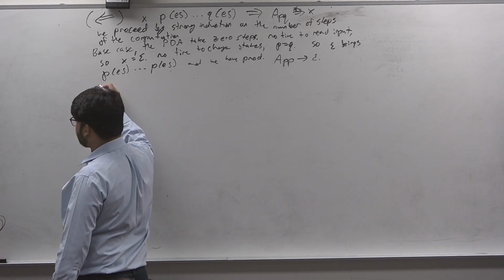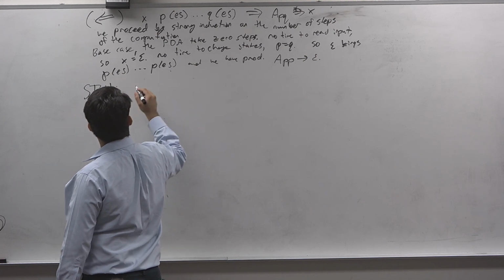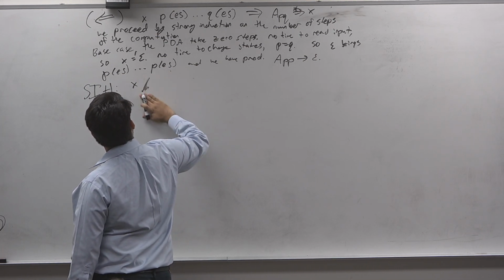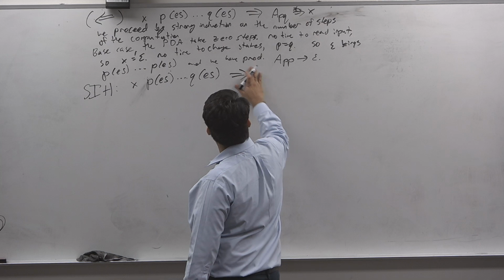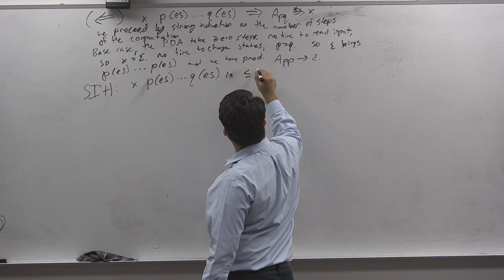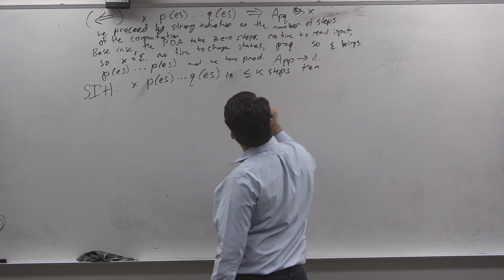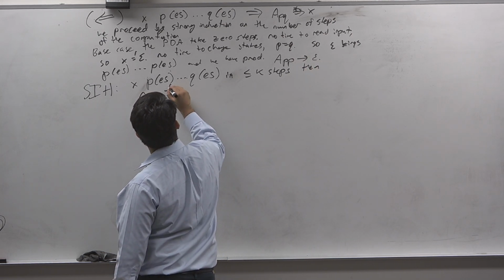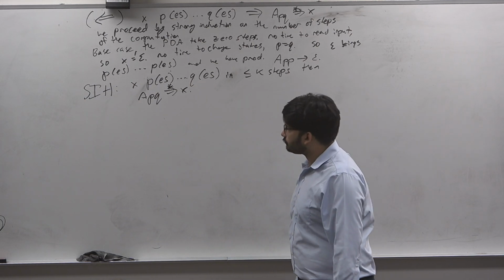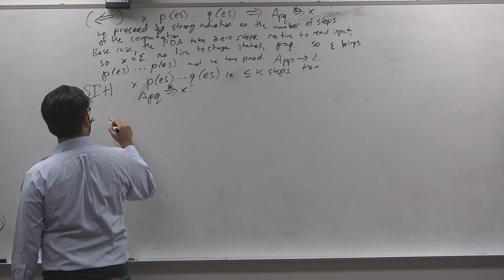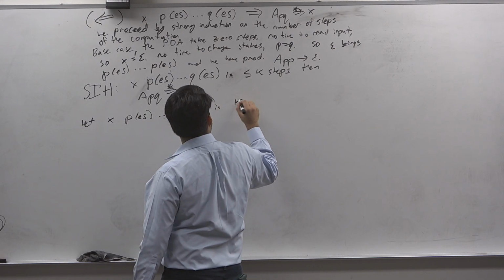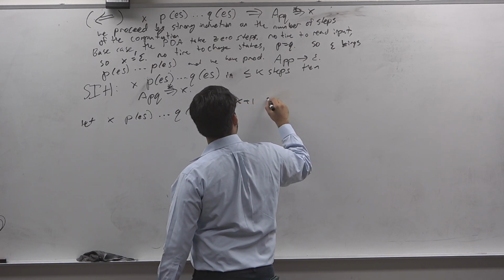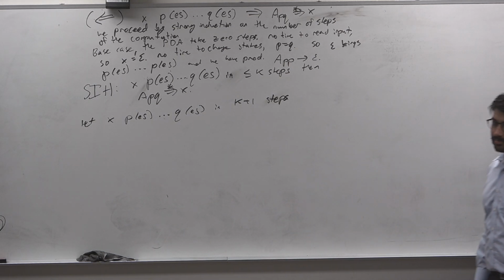Our strong induction hypothesis is going to be: if x brings the PDA from some state P empty stack to Q empty stack in specifically less than or equal to some k steps, then A_PQ produces that string x. Right? Let x go from P empty stack to Q empty stack in k plus 1 steps. So we're inducting upon the number of steps of the computation of the PDA. Suppose we have a computation x here that goes in k plus 1 steps, right?